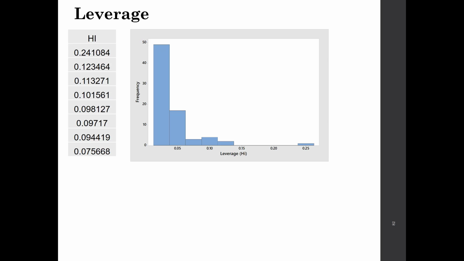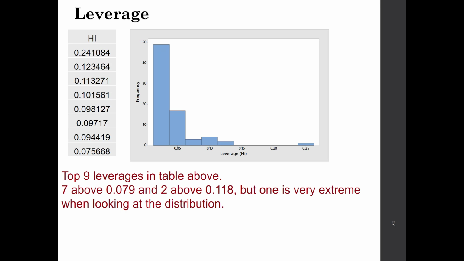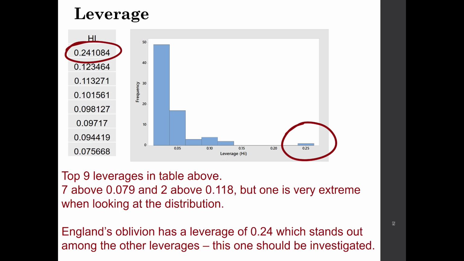I've included the top 9 leverages in my output, and I used a program called Minitab to compute these leverages. I've included those in the table on the top left of your screen, and also a histogram of all the leverages. We can see from the table that there are 7 leverages above 0.079, and there are 2 above the higher threshold of 0.118. But one in particular is very extreme when looking at the distribution, and that's our top leverage of 0.24.